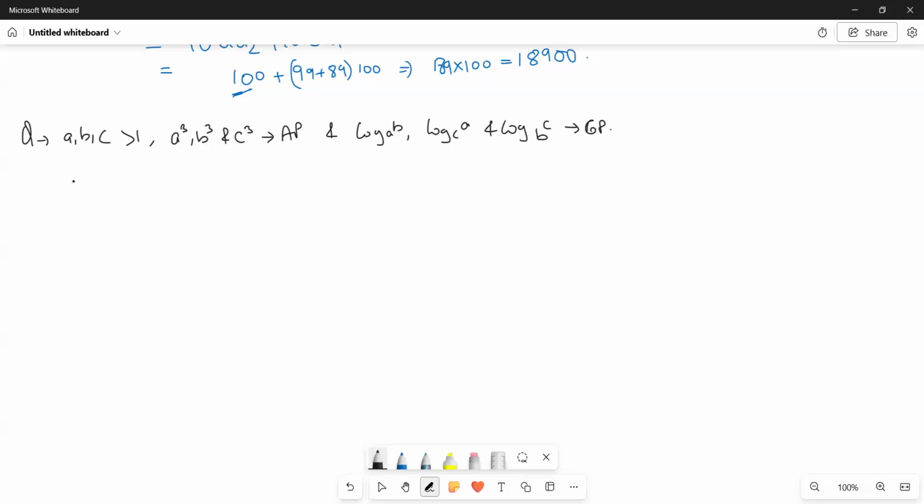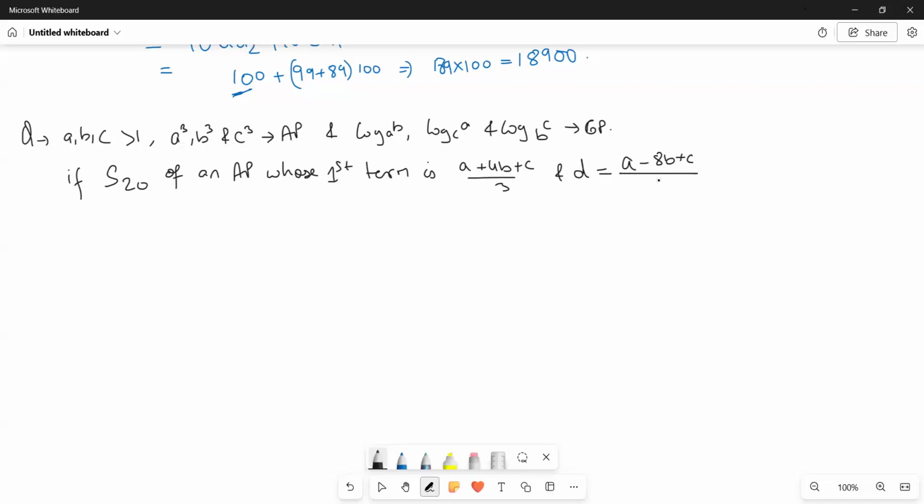Now, if the sum of first 20 terms of an AP whose first term is (A plus 4B plus C) by 3, and the common difference is (A minus 8B plus C) by 10, is minus 444, then find the value of A, B, C. A into B into C.